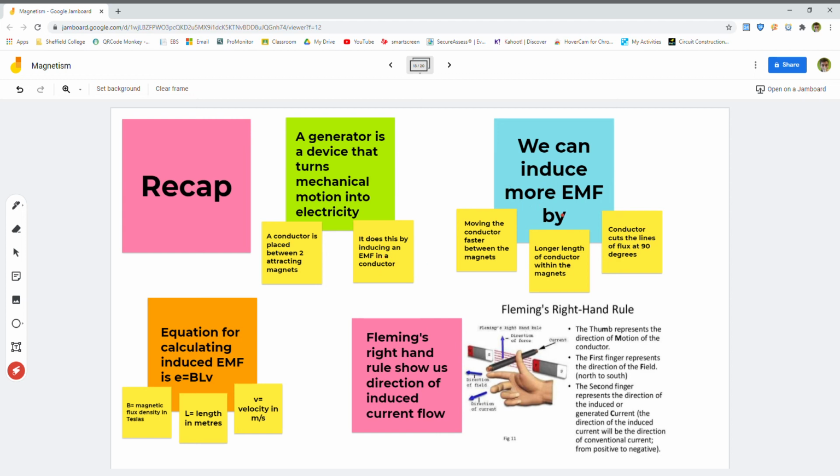We can induce more EMF by moving the conductor faster between the magnets, using a longer length of conductor within the magnets, or larger magnets, and by making sure the conductor cuts the lines of flux at 90 degrees. The equation for calculating induced EMF in our conductor is E equals B times L times V. B is magnetic flux density in Teslas, L is length in meters, and V is velocity in meters per second. And we have Fleming's right-hand rule, which shows us the direction of induced current flow.